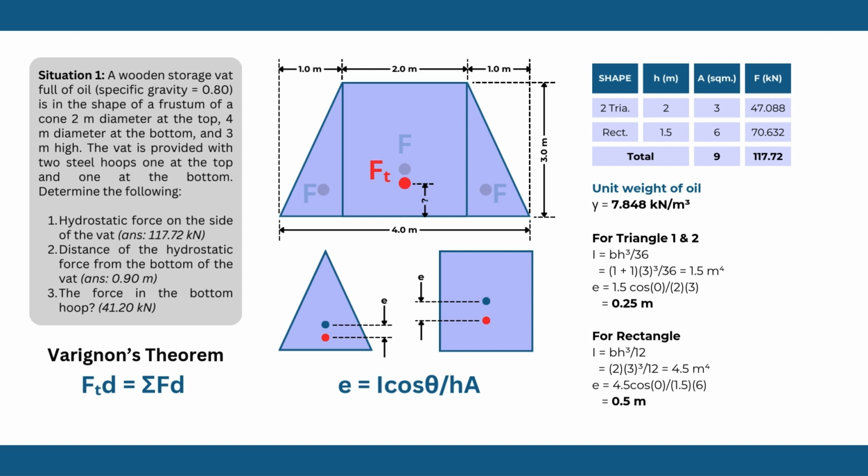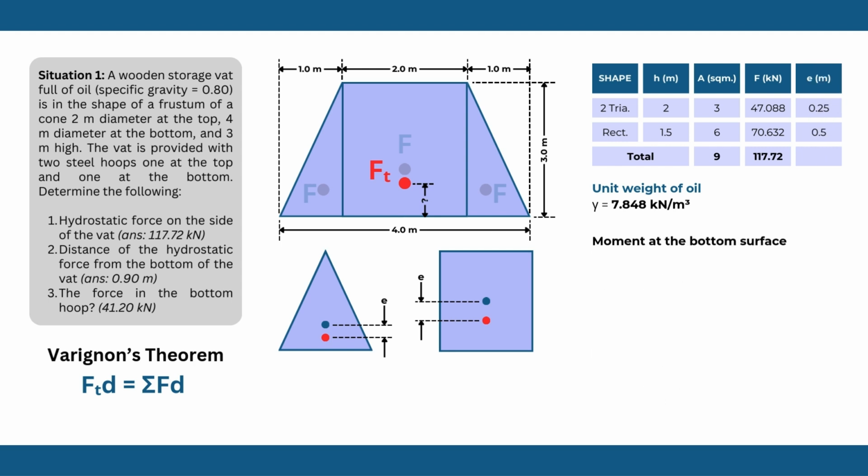So now that we have our distance values, pwede na natin siya i-apply sa Varignon equation natin. Let's denote our unknown distance as letter D. Therefore, our total force of 117.72 kilonewtons times distance D is equal to the sum of force 47.088 times yung distance niya mula sa baba, which is centroidal height of 1, minus eccentricity of 0.25 plus 70.632 kilonewtons times its distance, which is centroidal height of 1.5 naman, minus eccentricity of 0.5.